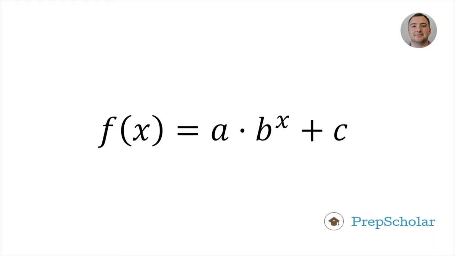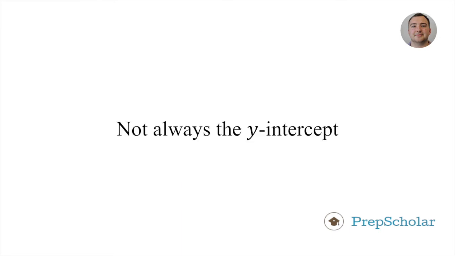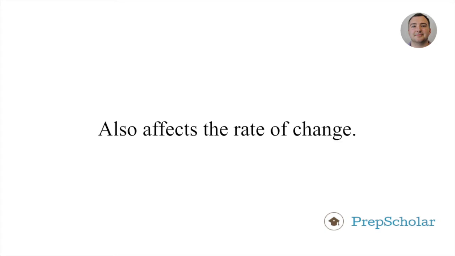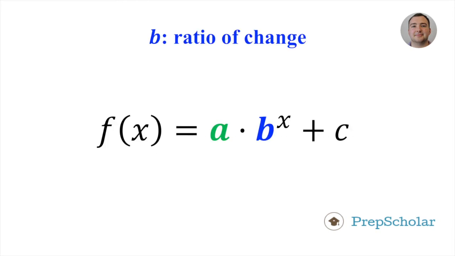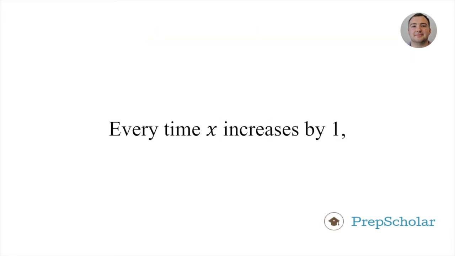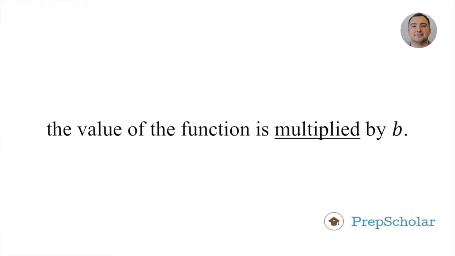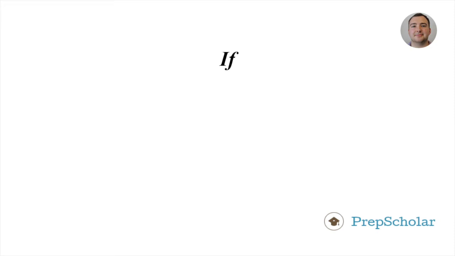The first component, a, represents our starting value. a doesn't always represent the y-intercept of the function, because it's sometimes modified by vertical shift. Because it's multiplied by our variable term, a also affects the rate of change of the function. However, it's not nearly as important as b, the ratio of change. Every time x increases by 1, the value of the function will be multiplied by b, which explains why the function increases so rapidly.